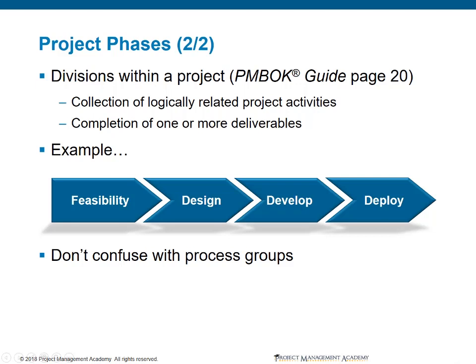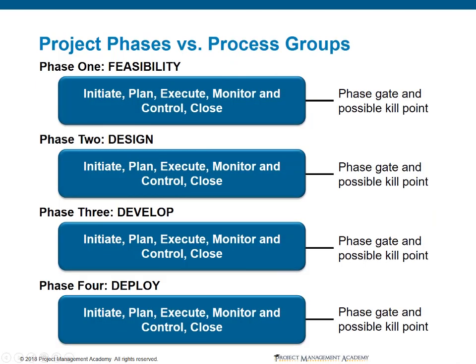Project phases should not be confused with process groups. As we see here, each phase invokes all 5 process groups. At the end of each phase, we have a phase gate and possible kill point. A phase gate is a review at the end of a phase where we make a determination whether to continue to the next phase, to do some type of modification, or to go ahead and terminate the project or program. This is going to be pretty important because obviously if the feasibility study is coming back unfavorable, there's not a whole lot of reason to move on to design and spend time, money, and effort doing work that will never be able to deliver what our customer wants.